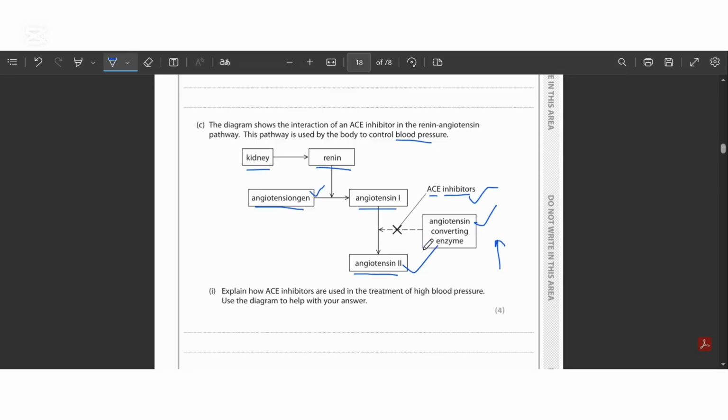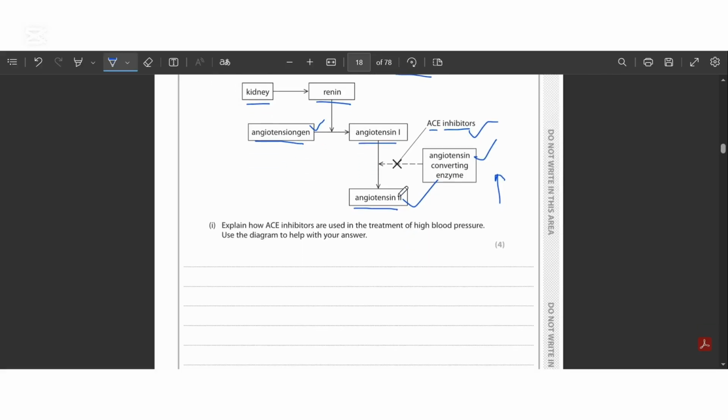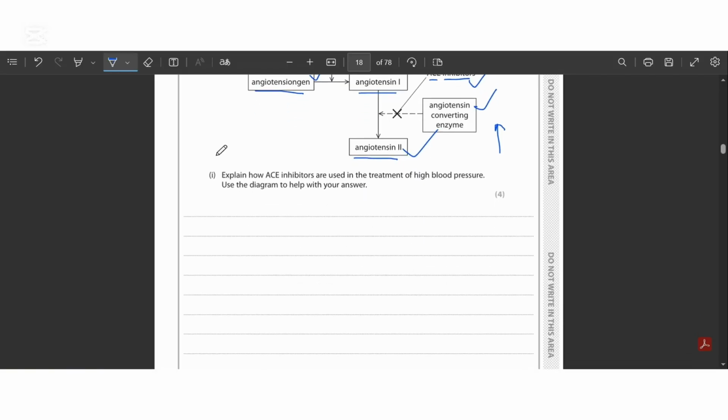So the ACE inhibitors, where ACE is the angiotensin converting enzyme, are going to stop the substrate from binding to the enzyme, and hence the reaction will be halted, delayed or slowed down. All right, which means that less angiotensin II is produced, and this means that the blood pressure does not rise up to any harmful level. All right. So let's solve this question.